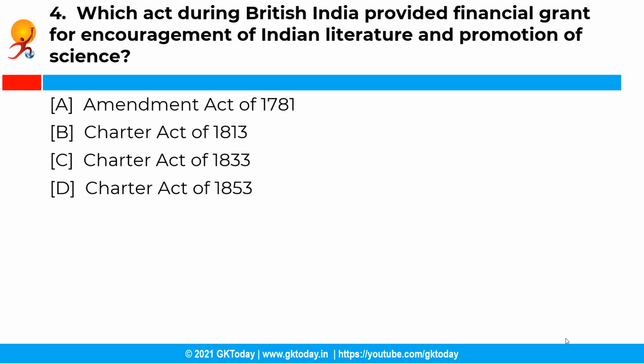Now, the next question is, which act during British India provided financial grant for encouragement of Indian literature and promotion of science? Your options are option A, Amendment Act of 1781, option B, Charter Act of 1813, option C, Charter Act of 1833, and option D, Charter Act of 1853. Now, the correct answer is option B, Charter Act of 1813.